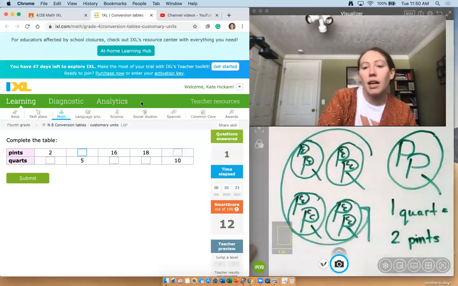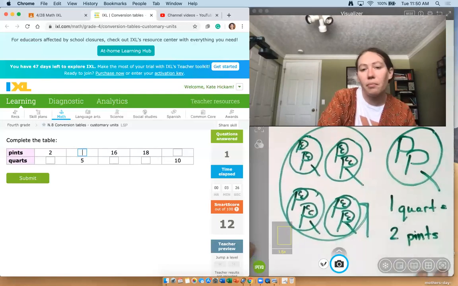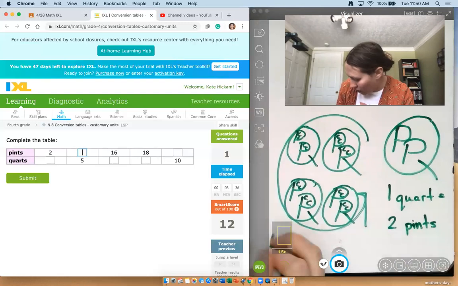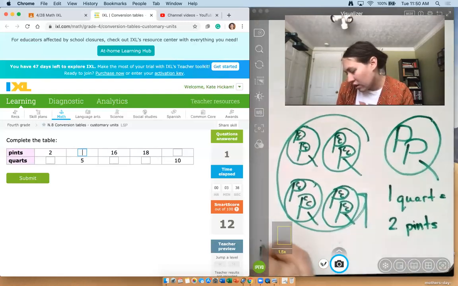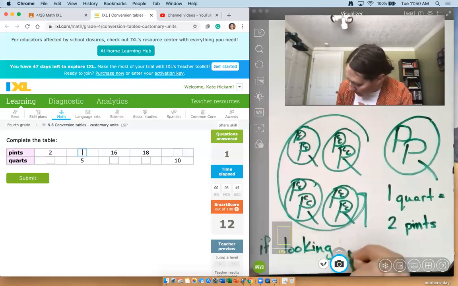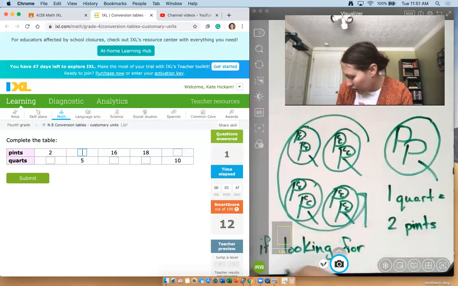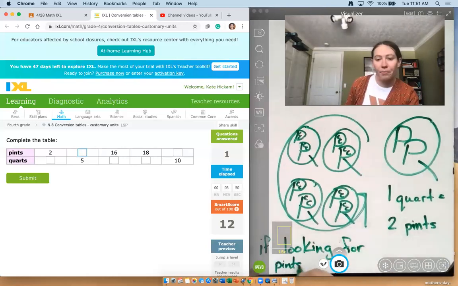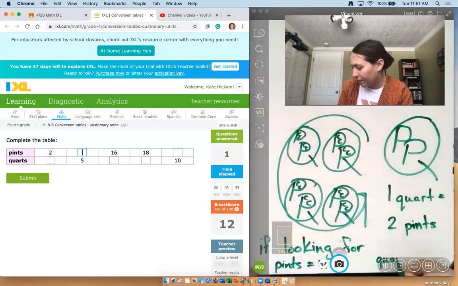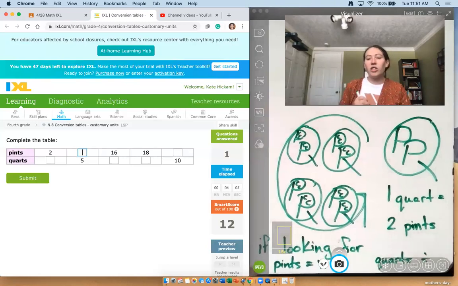So I'm going to scoot this up just a little, make this a little bit smaller. And I'm going to say, if looking for pints, that means I'm going to multiply. And for quarts, I'm going to divide. Those are just helpful for me to keep in mind.